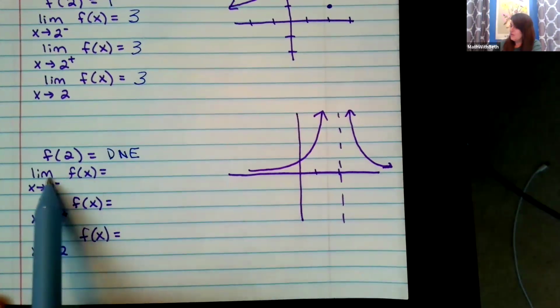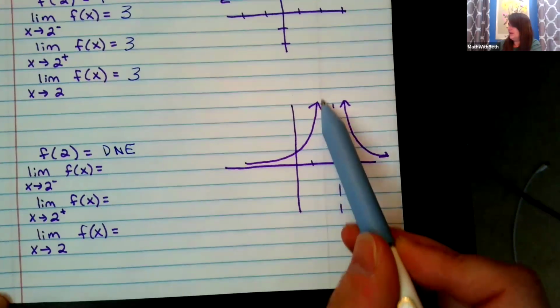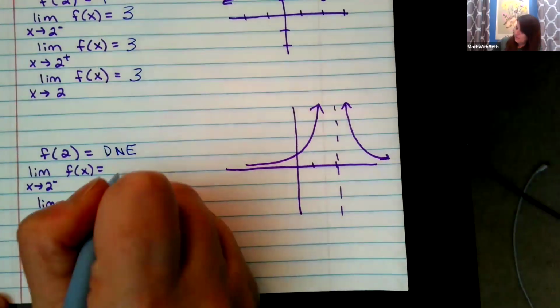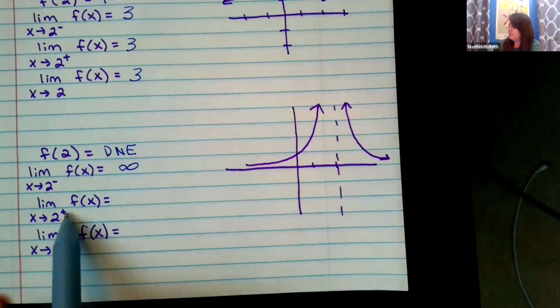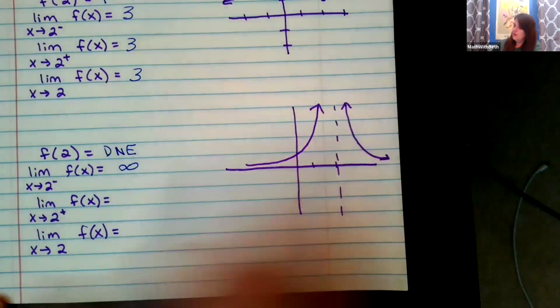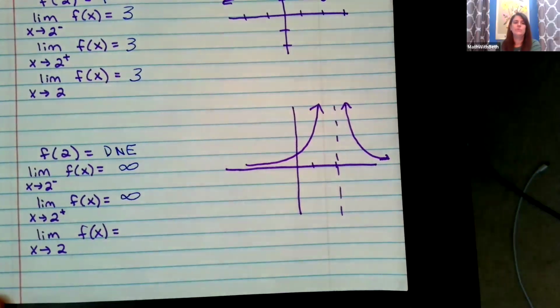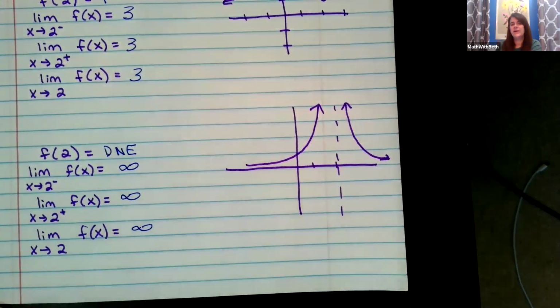So let's see. What would be the limit as we're approaching 2 from the left? Well, from the left, we're going to be going up and up and up forever, which means positive infinity. Now let's look where we're approaching 2 from the right side. Coming from the right towards 2, we are also going up forever, which means infinity. So again, since my answers match coming from the left and coming from the right, I can say that my answer is infinity.